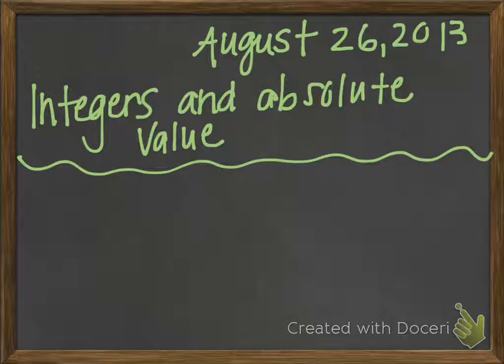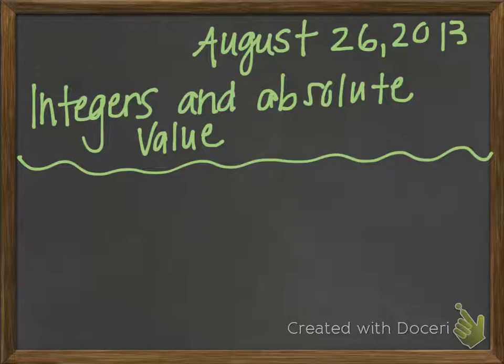At the top of the new page, you're going to write integers and absolute value. We're just going to take a step back and make sure we know all of these things really well, and then we will come back to adding, subtracting, multiplying, and dividing integers. Okay?